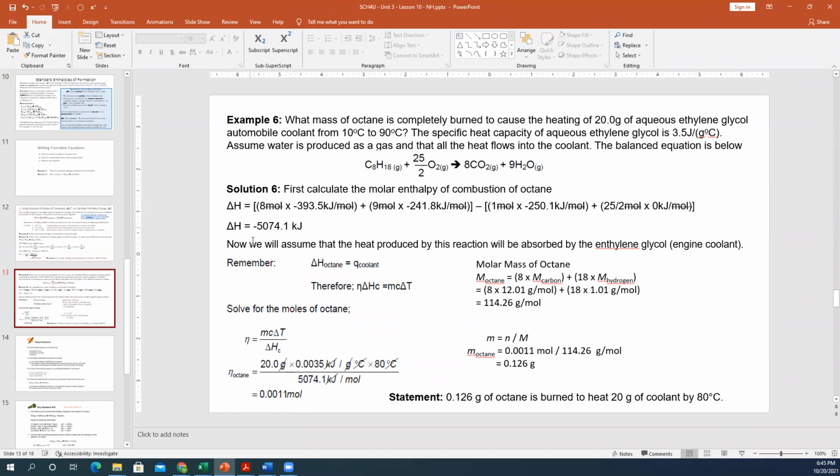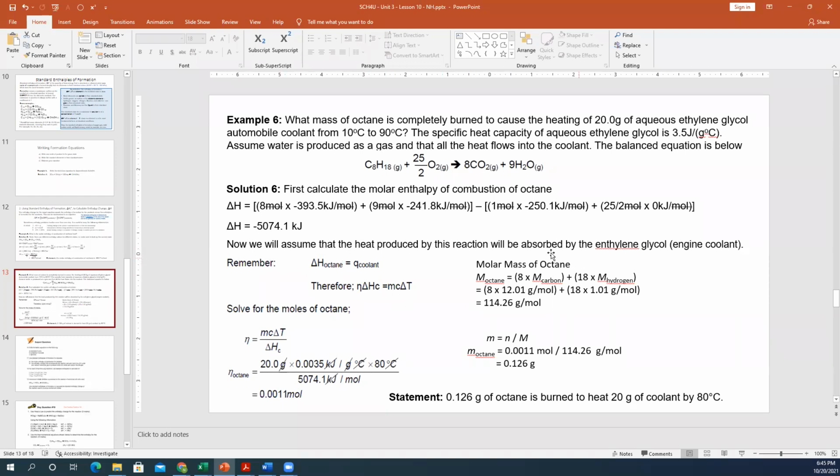Then we do our math, and we end up with our delta H value for the combustion of octane. Now we have to assume that the heat produced by this reaction will be absorbed by the ethylene glycol, that engine coolant. So we say that all of this heat produced by the octane will go directly into the coolant, so it's equal.